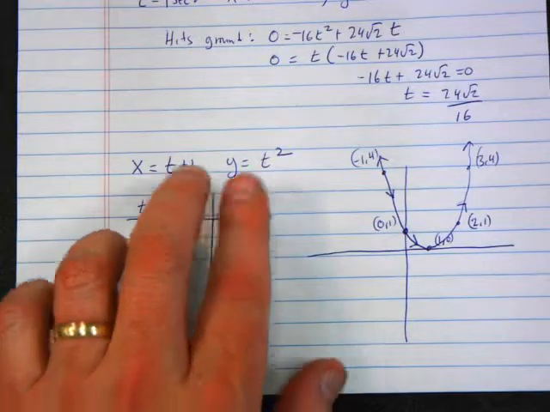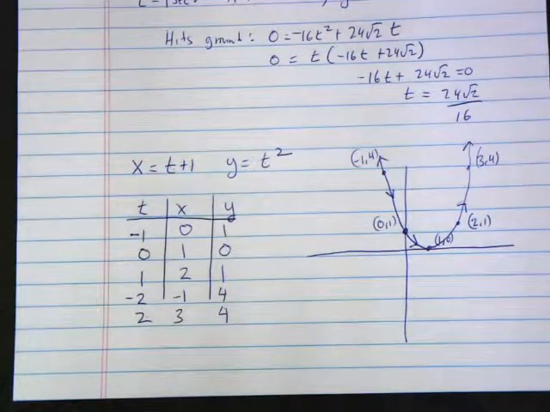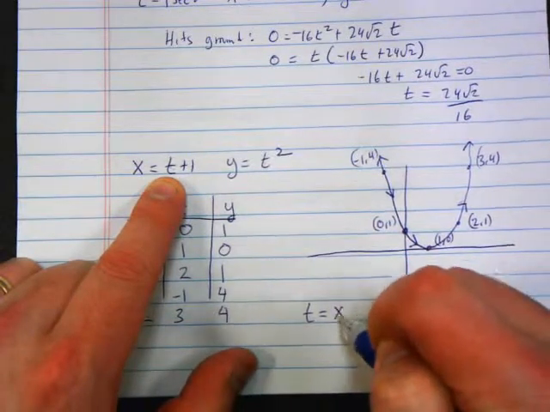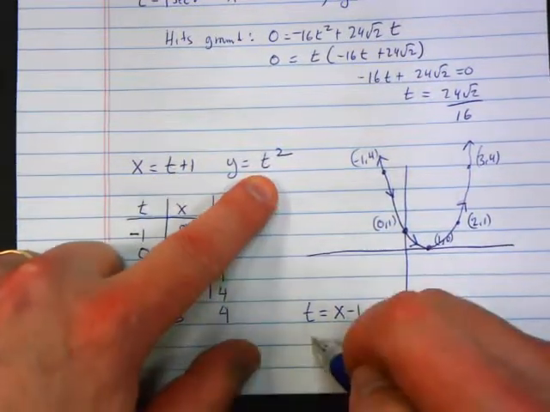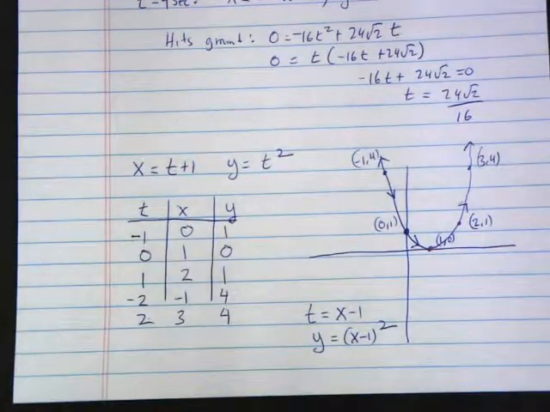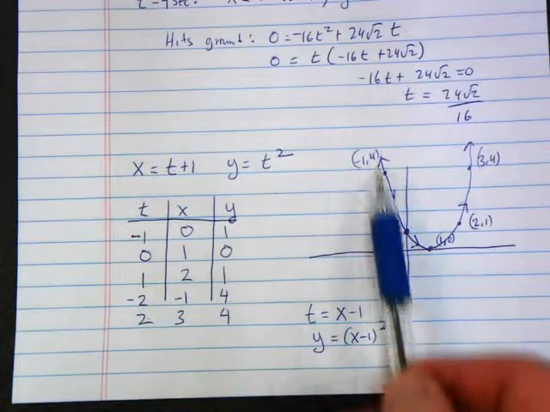All right, now how am I going to take this and eliminate the parameter and write this in a standard xy form? I'm going to take this equation and solve for t. t equals x minus 1, and then take that and plug it in there. y equals x minus 1 squared. So are we correct? Is it a parabola? Yeah, the difference is if I had given it to you in rectangular form, you would simply draw the parabola. There wouldn't be any orientation. There wouldn't be any direction. With parametric equations, there's also a direction.